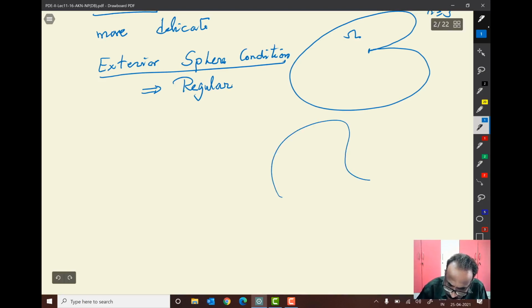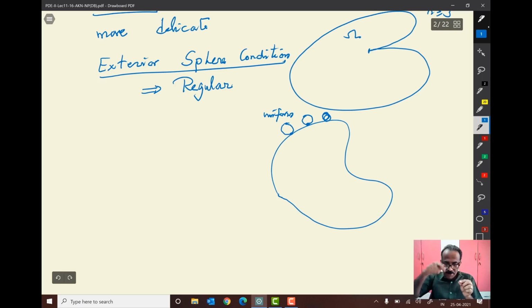Geometrically it means that if you have a domain, you can attach a sphere of uniform radius at all points. That's it, attach. You may not be able to do that. For example, you cannot attach an exterior sphere here at all. So it should be a uniform sphere condition. Okay, so you will be able to attach a sphere.